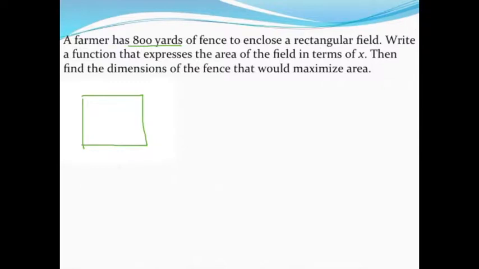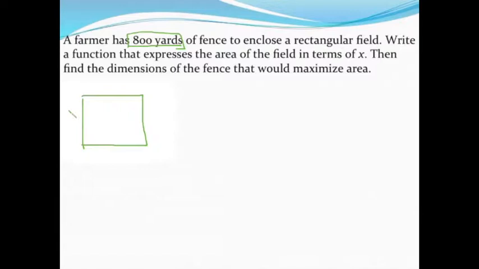This problem's kind of dumb because it turns out that no matter what, a square is always going to be your maximum area. So knowing that, I can just take my 800 yards, divide it by 4, and make a square. But let's pretend we didn't know that and see the math behind this. So here's how this is going to work officially, the long way, I suppose.